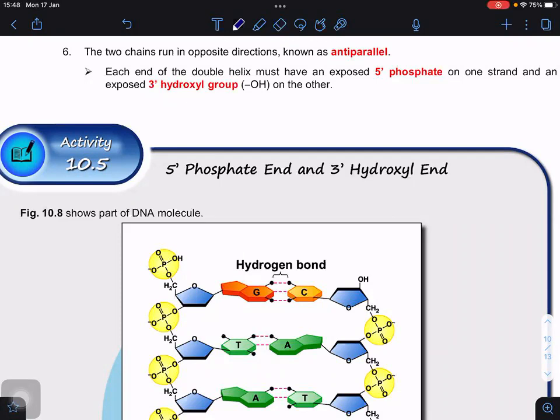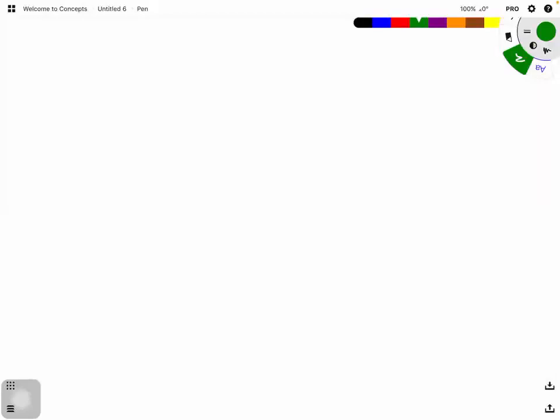Now let me show you how this actually forms, how the reaction actually takes place and forms the phosphodiester bond. So now let us have the first nucleotide here. For any nucleotide, I will start with the ribose or deoxyribose sugar, in this case. It's a pentose sugar.